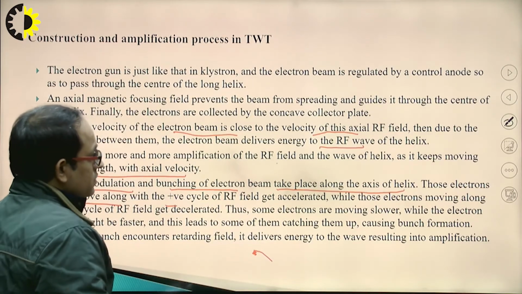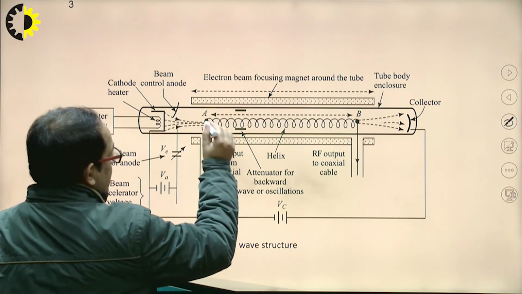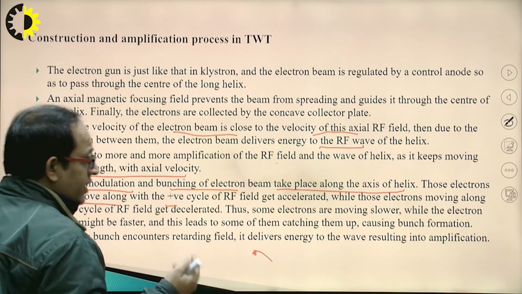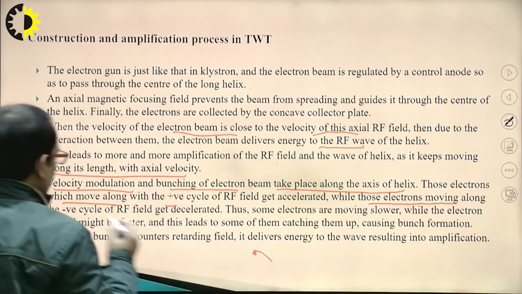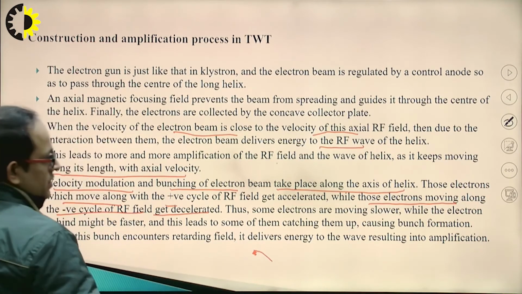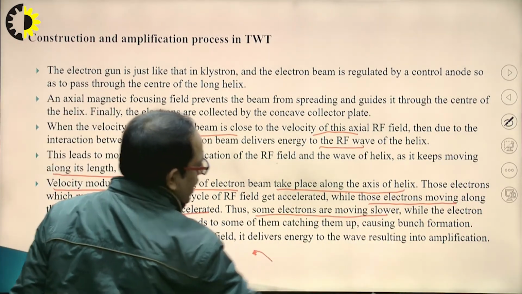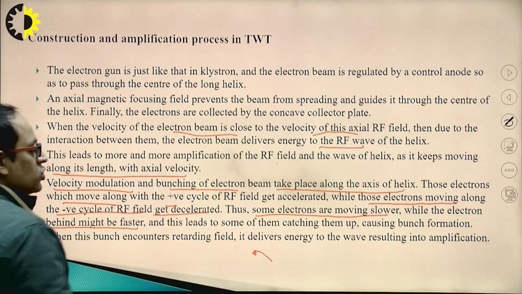Those electrons, when they interact with the positive cycle of the RF field, get excited, while the electrons moving along the negative cycle of the RF field get decelerated. Thus some electrons are moving slower, while some will be faster. This leads to what?